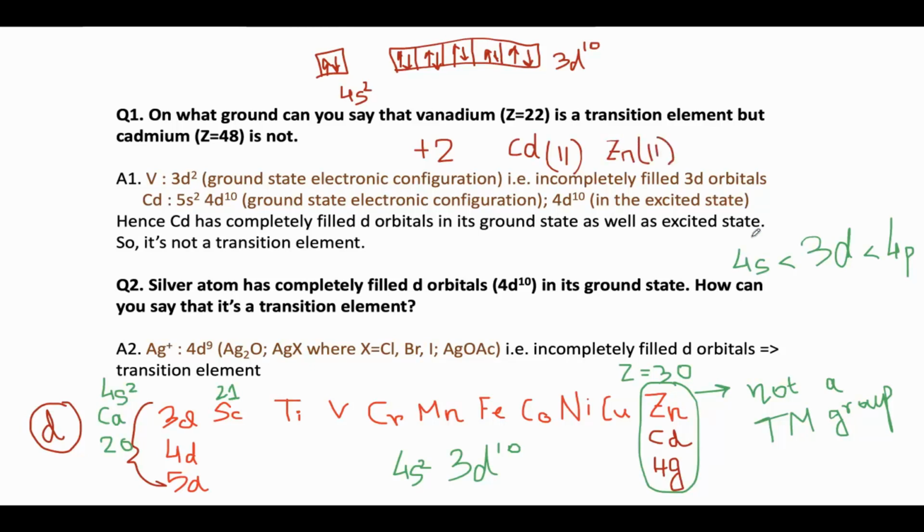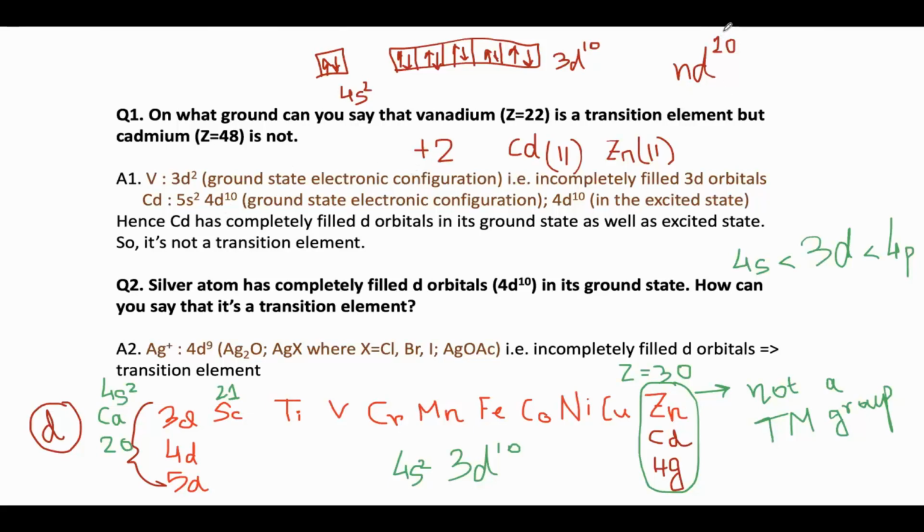Since the energy of the 4s orbital is much higher, when we pull off the electrons, they will go away from the 4s orbital. So if we draw the electronic configuration of cadmium 2+ or Zn2+, it will be nd10. So no d electrons will be touched. In the case of Cd, n is equal to 4, and in the case of zinc, n is equal to 3.